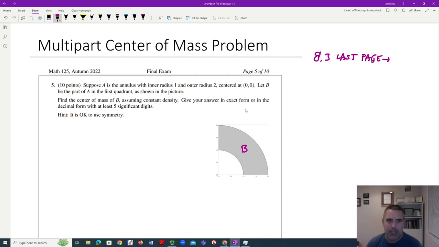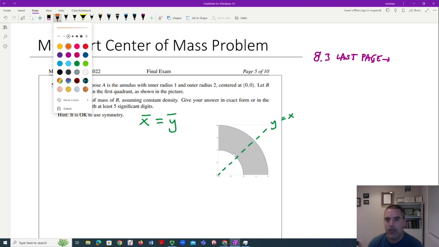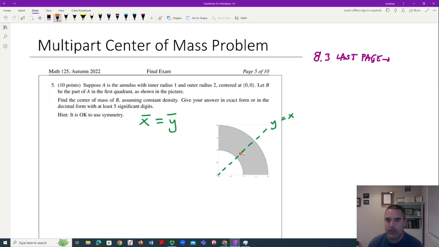It says give your answer in exact form or in decimal form, which makes me think the answer is kind of messy. It mentions symmetry, which is not obvious why that would even apply. And the only symmetry I see is on this line, y equals x, which tells us that x bar and y bar are the same. That's what that hint was about. It doesn't tell you what they are, but wherever that center of mass is, x bar and y bar are going to be the same because the region is symmetric. It was trying to save your work a little bit.